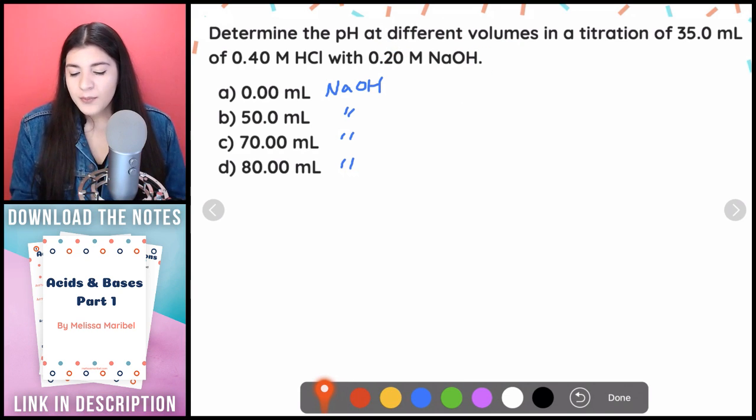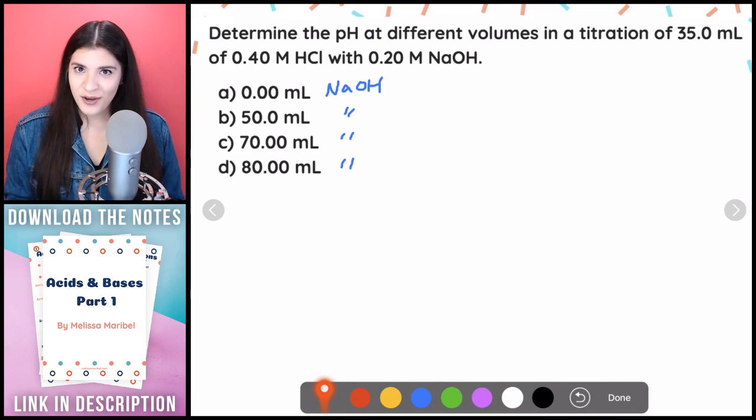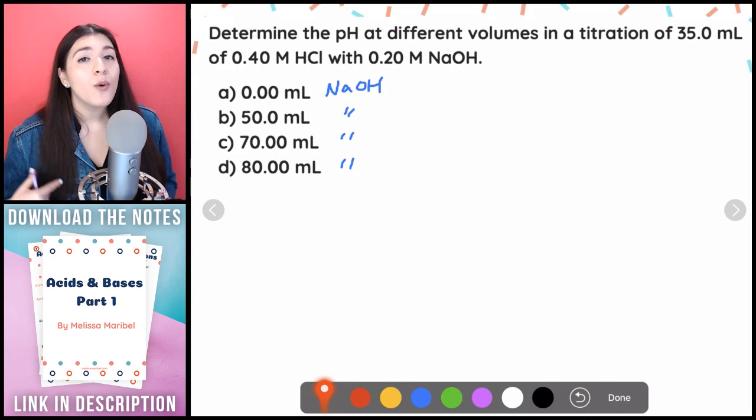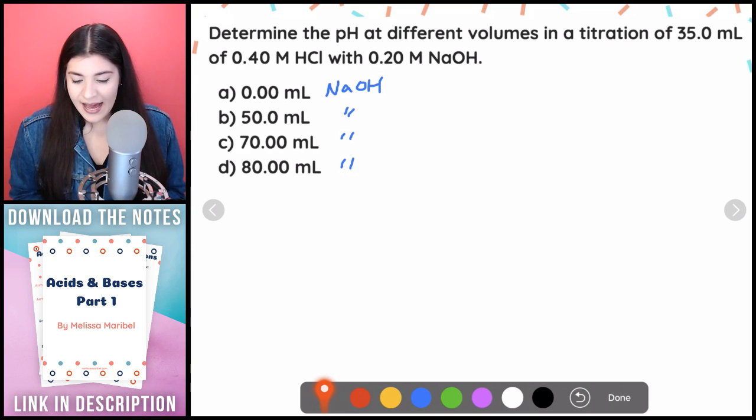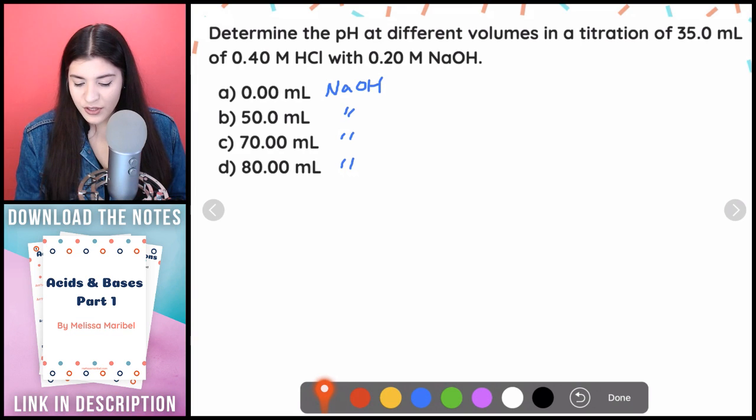Before I do anything, what I highly recommend you always do is to figure out what your equivalence point is. And I'm going to go back to that demonstration that we had.